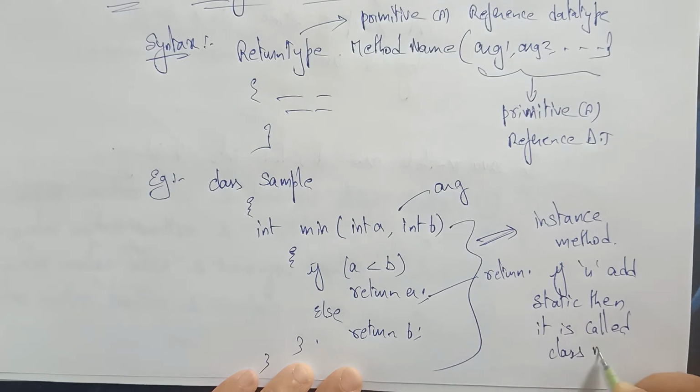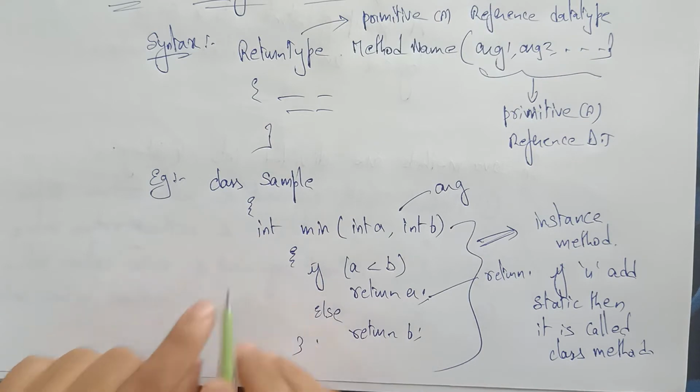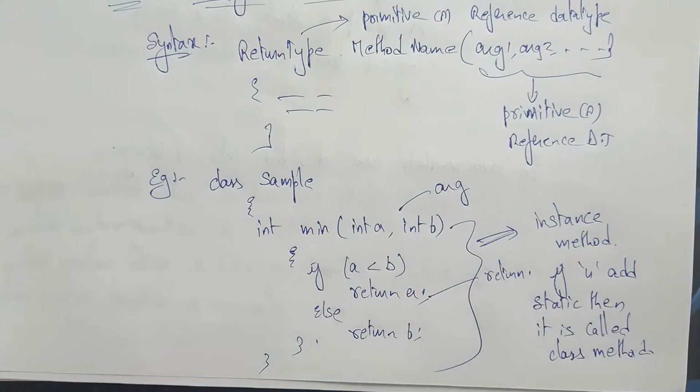If class is not there, then we call it an instance method. And if static is there, then we call it a class method. So I already discussed the instance variables and the class variables in the previous video. When is the instance variable created? The instance variable allocates memory whenever the object is created. And when does the class variable allocate memory? Whenever the class is loaded.